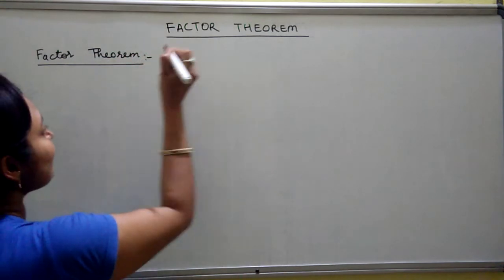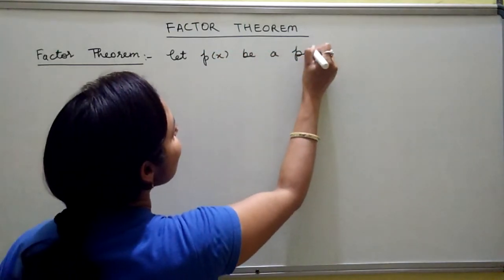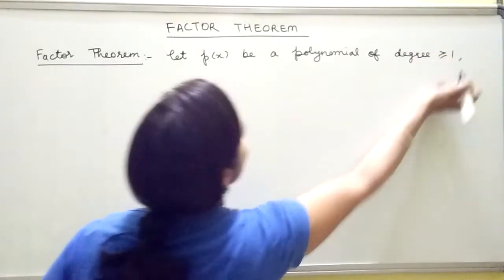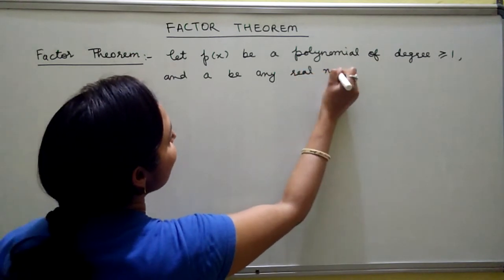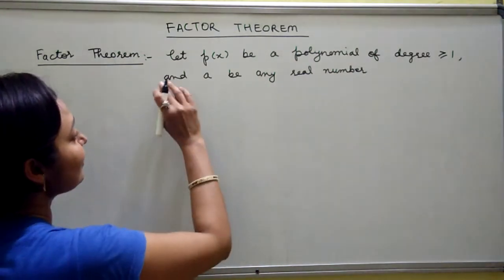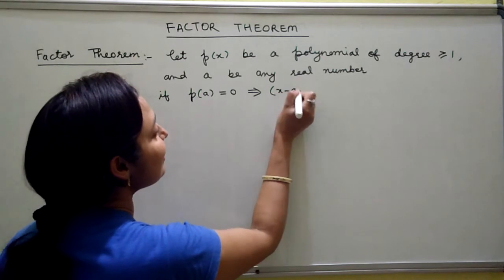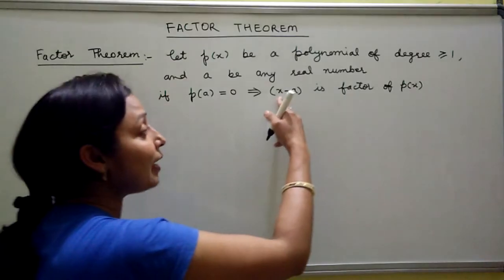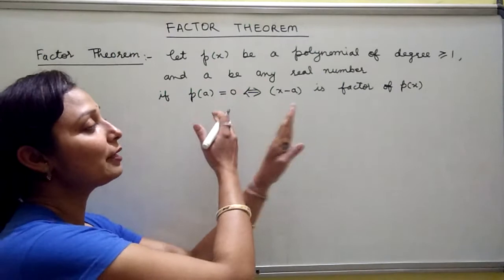Factor theorem told us that let P(x) be a polynomial of degree greater than or equal to 1 and a be any real number, then if P(a) is equal to 0, this implies x minus a is a factor of P(x), or if x minus a is a factor of P(x), then this implies P(a) is equal to 0. This or vice versa.